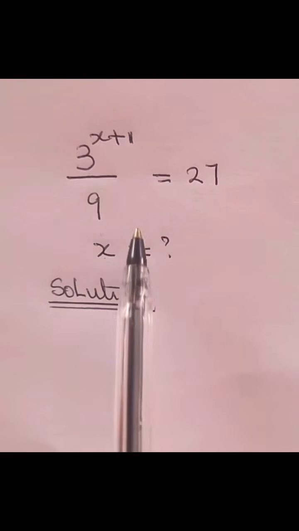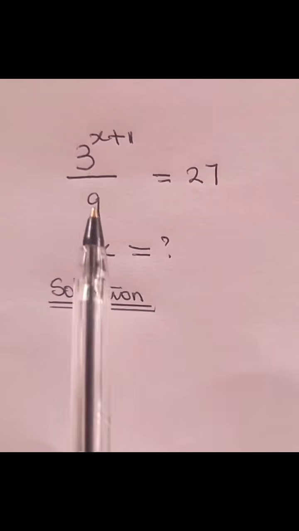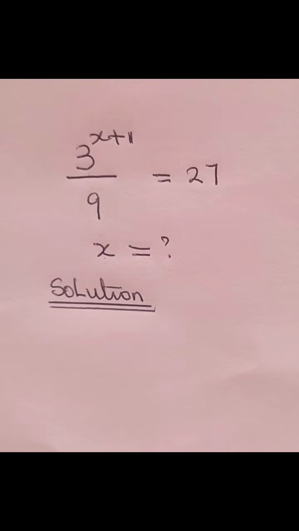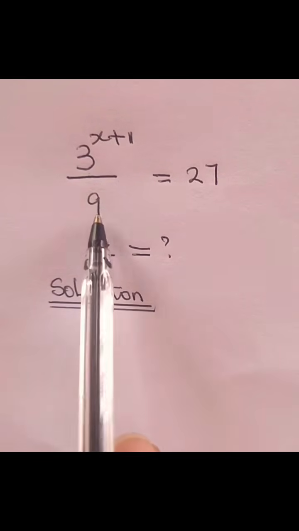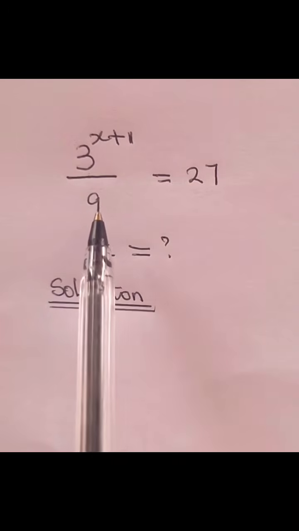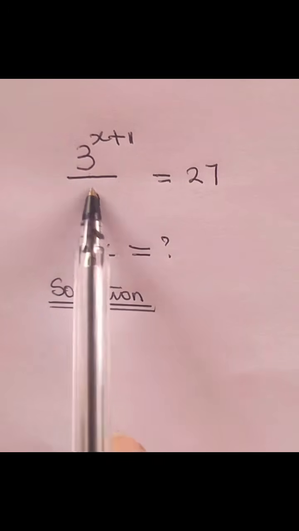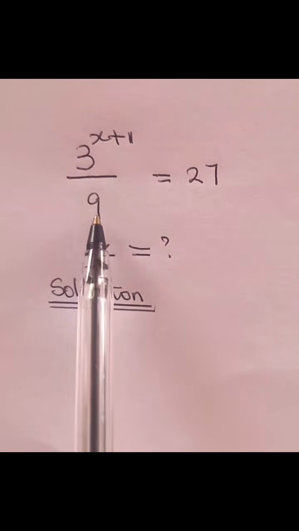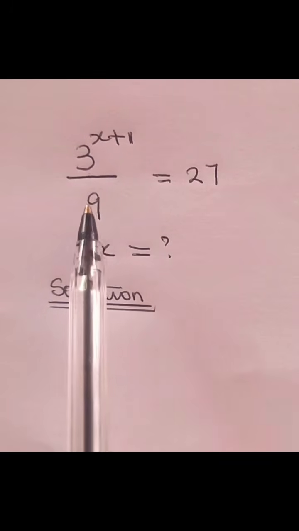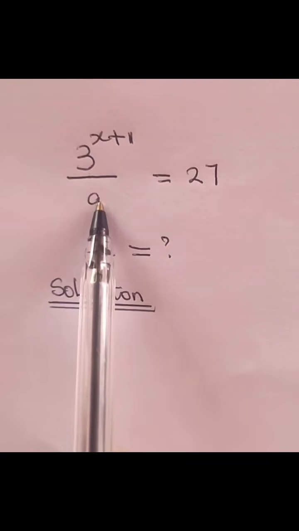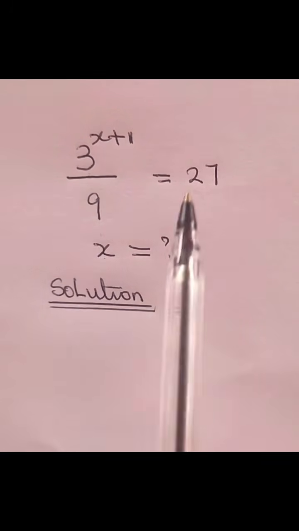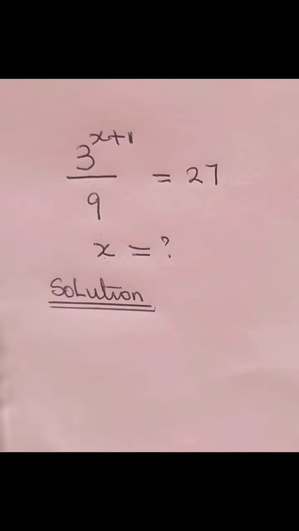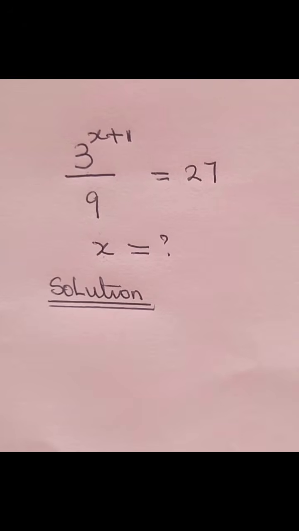Since this is an exponential equation, we need to make sure the base is the same on both sides of this equation. Here, we have a whole number 9. Our target will be to express 9 in index form so that we can get a base and an index, and that base must be base 3. We also do the same thing to 27. That's the only way we can find the value of x. Okay, let us go ahead and do that.